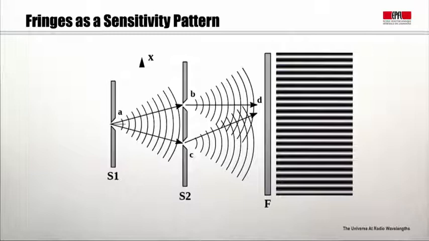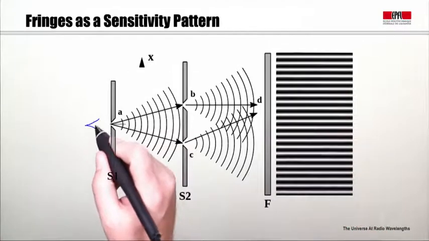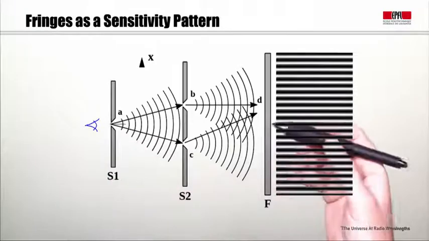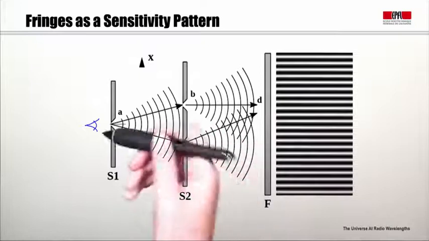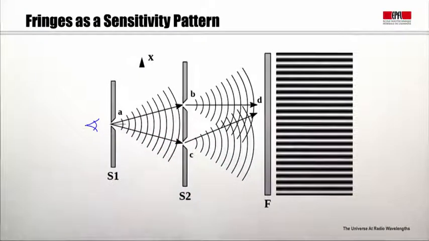Now, as a mental experiment, let's reverse this picture. We know that physical laws have symmetry, so we can just flip the direction of propagation around. So imagine now that the screen is the sky, and that your eye is over here, so the waves are traveling this way from the sky through the two slits, and then they're gathered by your eye. Now, what is the physical meaning of the fringe pattern then? Well, turns out the fringe pattern becomes a sensitivity pattern.